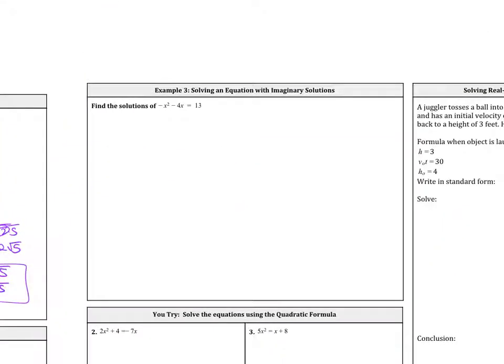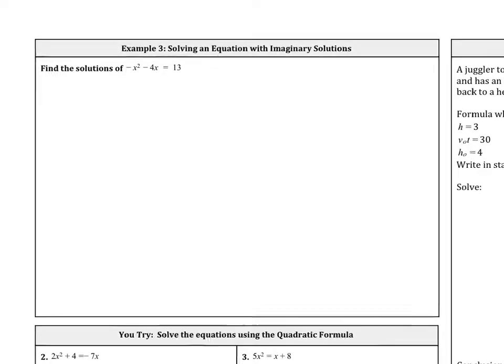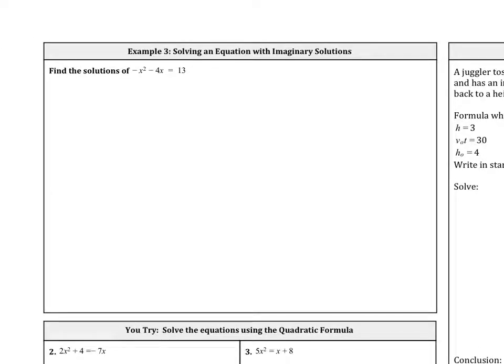So let's try this example here together, solving an equation with imaginary solutions. So there's two ways you could do it. It depends on what you want to move. Now, I personally like making my x squared positive, so I'm going to add everything on the left to the right. So I'm going to add x squared, and then I'm going to add 4x. So this becomes 0 equals x squared plus 4x plus 13. So A is 1, B is 4, C is 13.